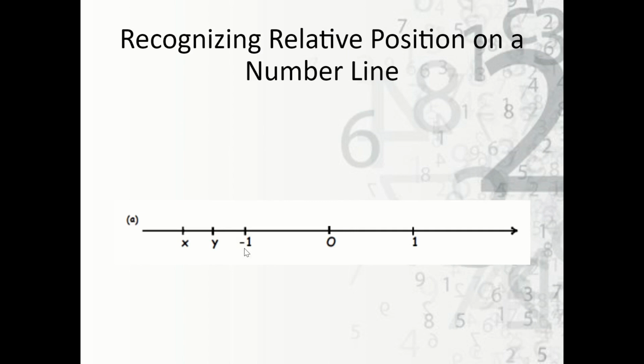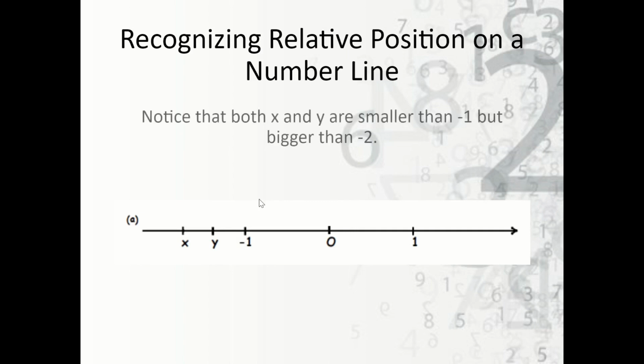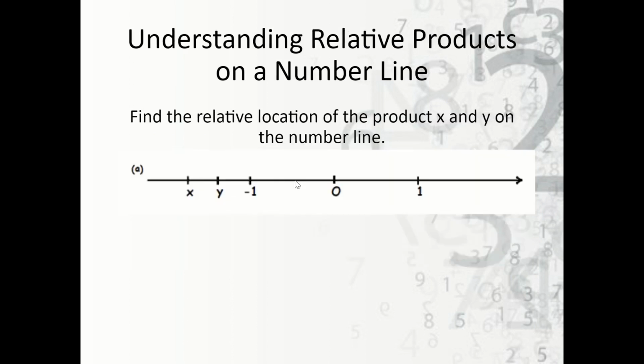So recognizing relative position on a number line. So I have x and y here, and x is smaller than y. And if we look at the distance here, it's kind of close to -2, but both are between -1 and -2. So if I wanted to find the product of these two, so product means multiplication, right? So let's multiply two numbers together and kind of check this. So this one's kind of close to -2, and this one's kind of close to maybe -1.5.